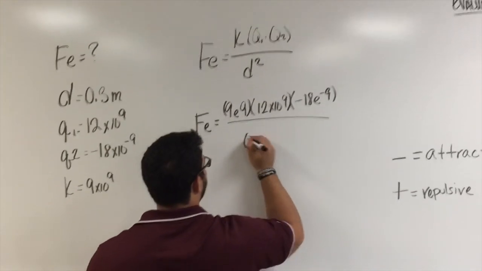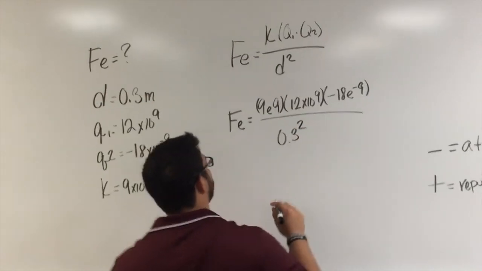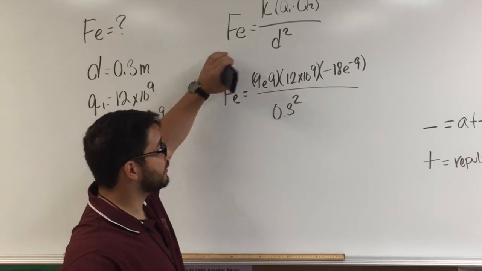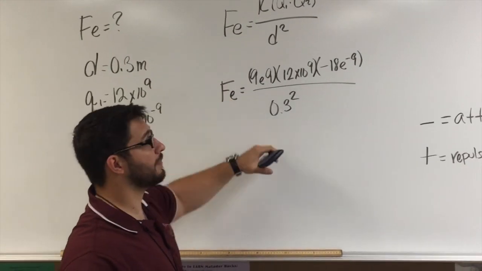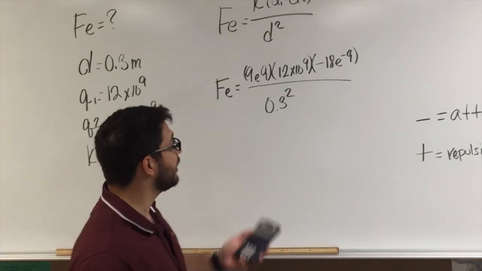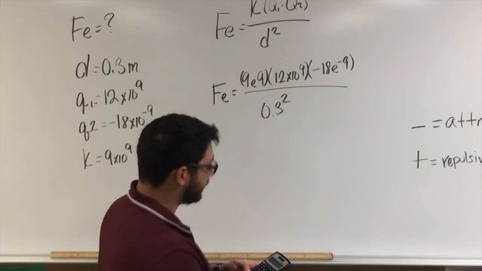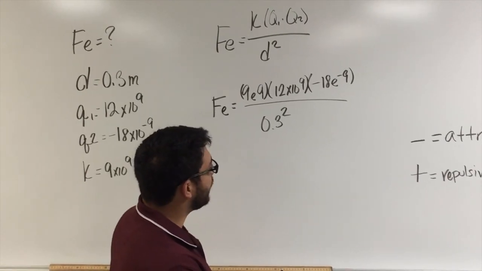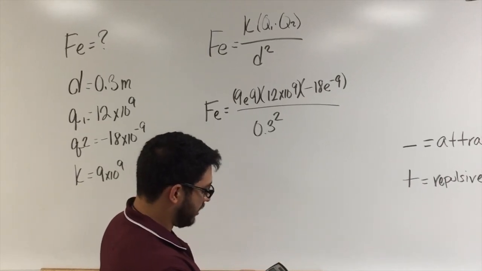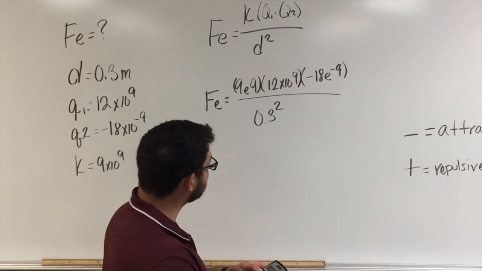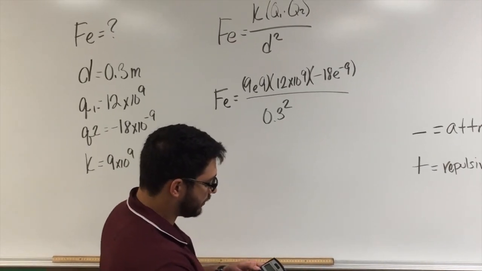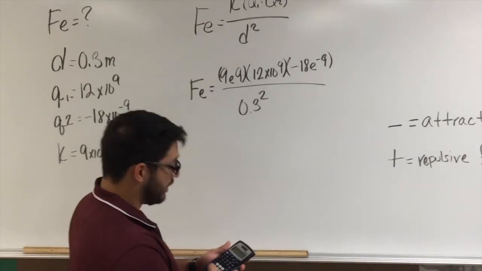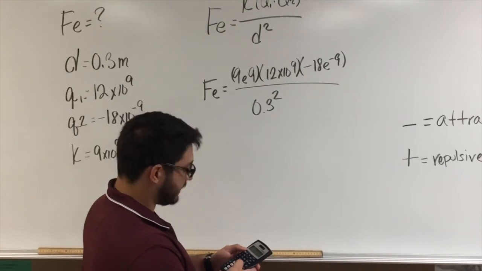We said our distance was 0.3 squared. Now I would put this exactly into the calculator just like this, where I do the top part first, and when I do the top part, I divide it by my distance squared. So that's what I'm going to do now. I'm going to take open parentheses, 9 times 10 to the 9th, close parentheses, multiply by open parentheses, 12 times 10 to the 9th, close parentheses, and multiply that once more by a negative, don't forget that negative, 18 times 10 to the negative 9.